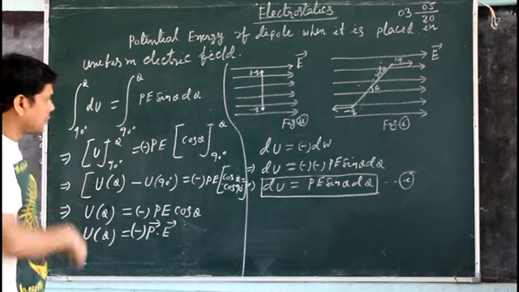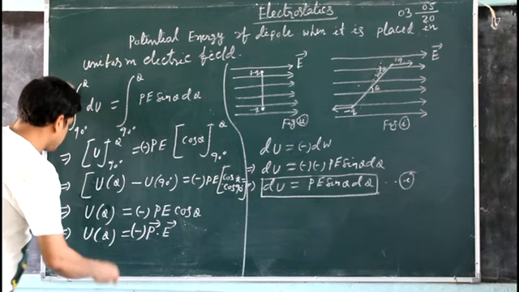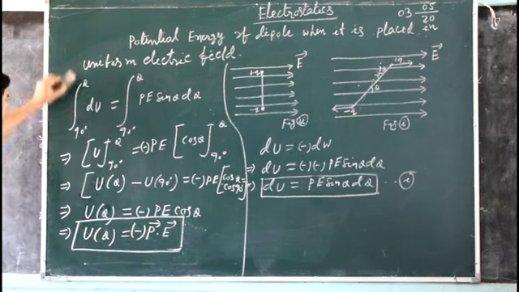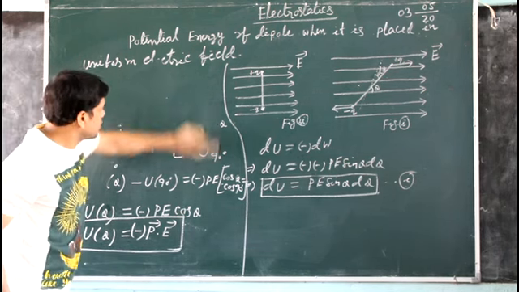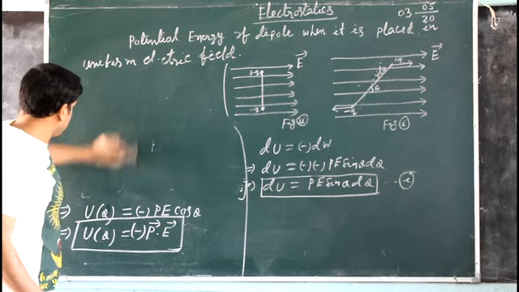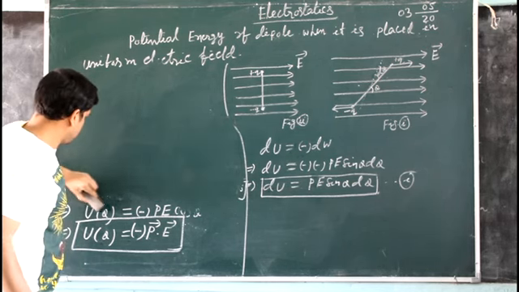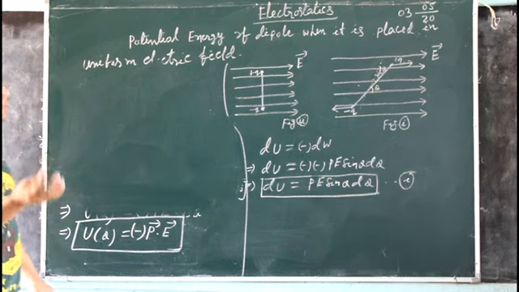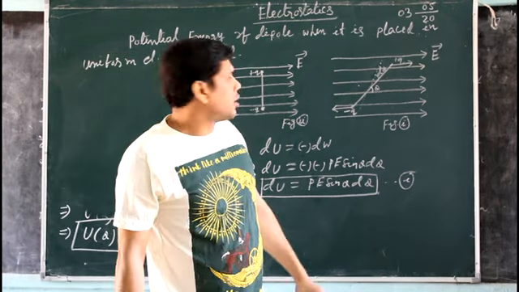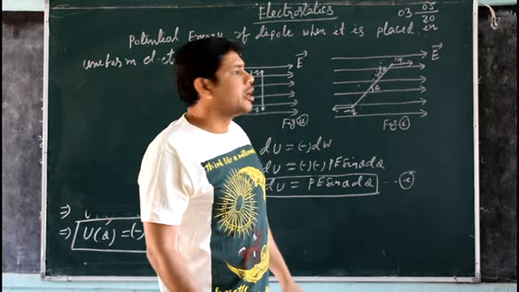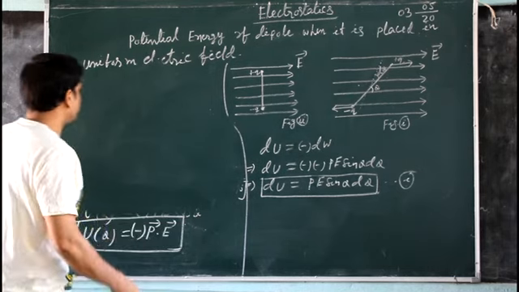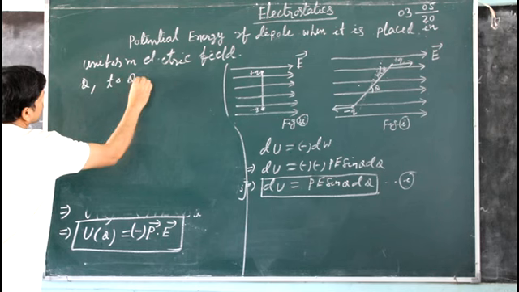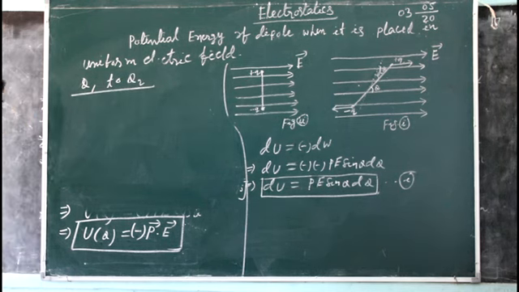Now this is the expression at any angle. Okay. Now if we are displacing the dipole in this uniform electric field from theta 1 to theta 2, in this case, what will be the expression we have to find?